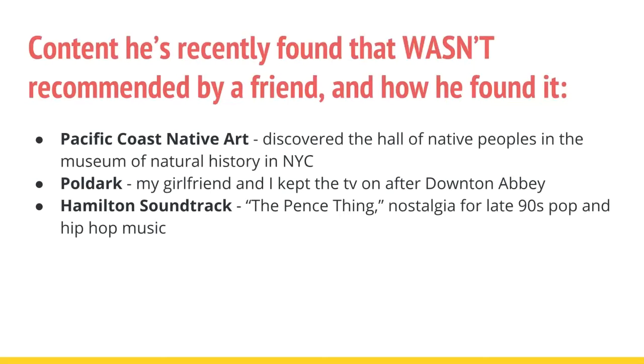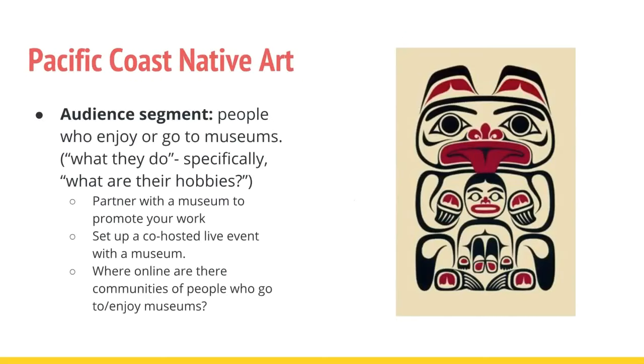So I was like, great, this is a good starting point. So then I broke it down for him. Pacific Coast Native Art: if it was looking to define a marketing segment for itself and wanted to do some more outreach, it would probably define its audience as people who enjoy or go to museums. So using the audience brackets, what they do, and specifically what your audience's hobbies are, an example of a way that Pacific Coast Native Art artists could use this information would be to partner with a museum to promote their work.